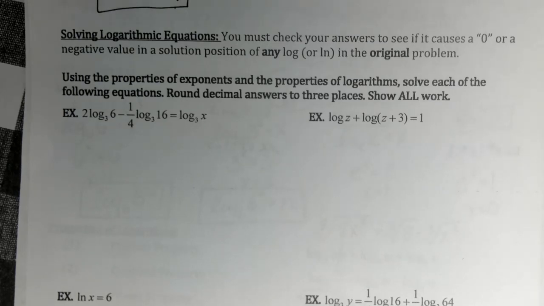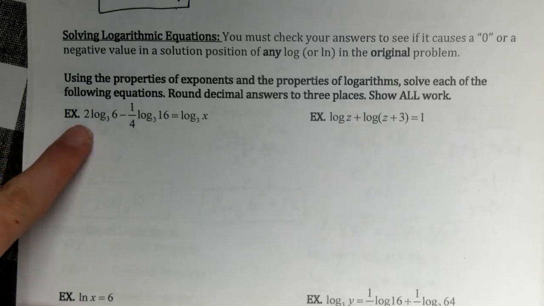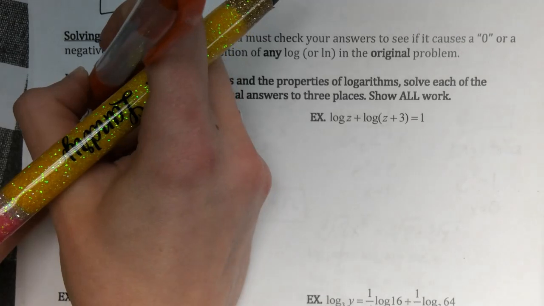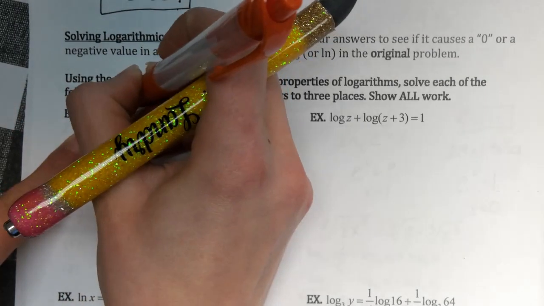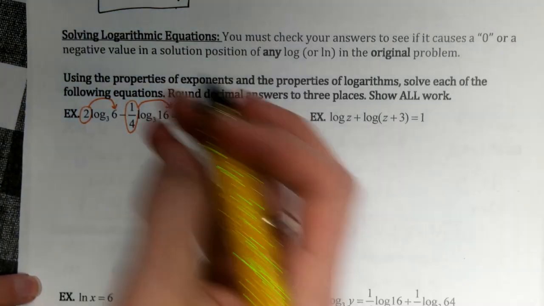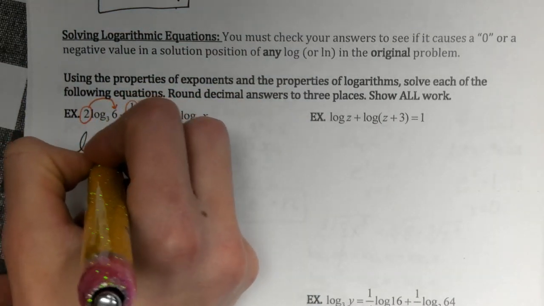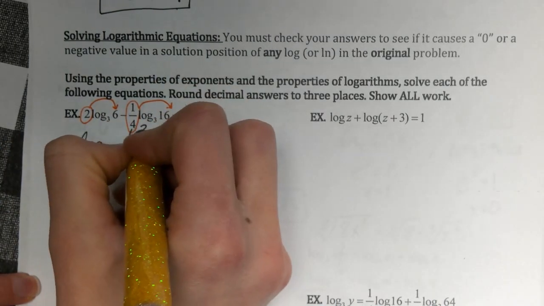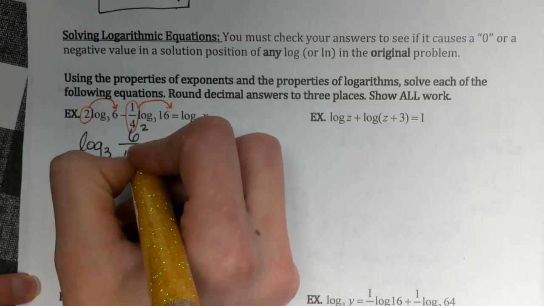What you want to do, so each problem would be different, but if you start with a bunch of different logs, you want to condense it down until you have a log on the left, log on the right. Okay? So if I have 2 log base 3 of 6 minus 1/4 log base 3 of 16 equals log base 3 of x, I'm going to condense and bring those exponents back to where they belong. Okay, so I have log base 3. I know I have a minus, so I'm going to have a fraction. That's going to be 6 squared and 16 to the 1/4.